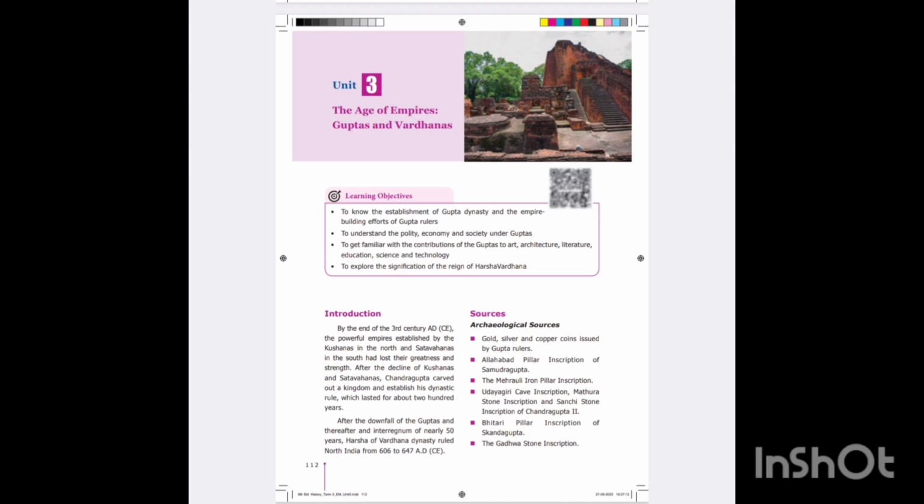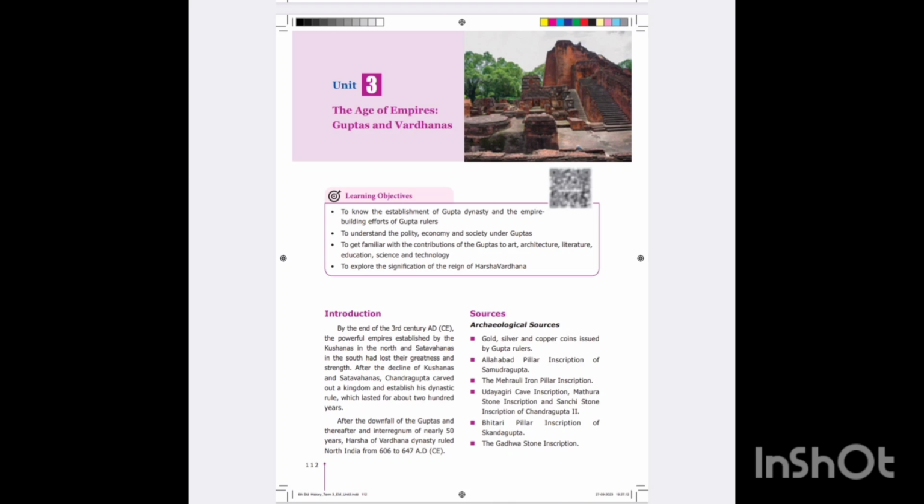Gupta polity. The divine theory of kingship, the concept that the king is the representative of God on earth and so he is answerable only to God and not to anyone else, was practiced by the Gupta rulers. The Gupta king wielded enormous power in political, administrative, military and judicial spheres. The Gupta king was assisted by a council of mantris, ministers. The council consisted of princes, high officials and feudatories.